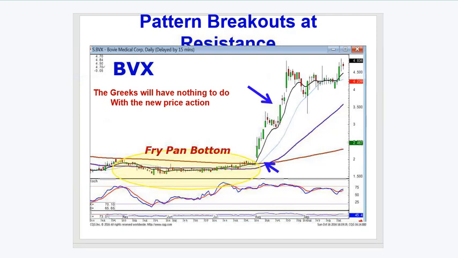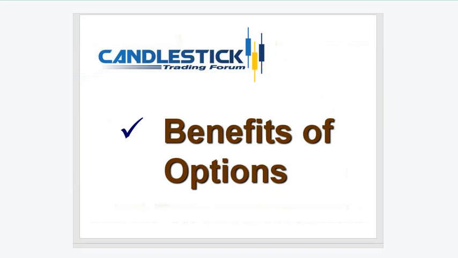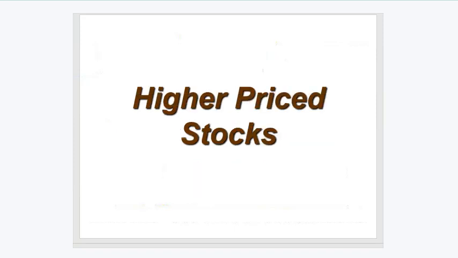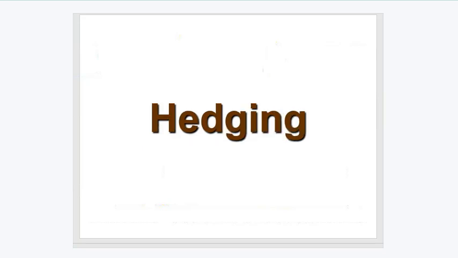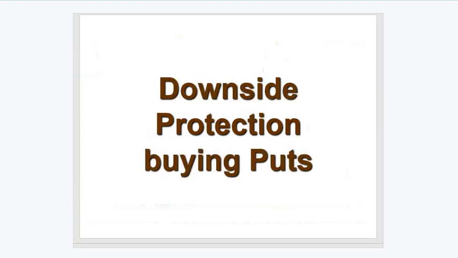So some of the benefits of options, obviously, are that if you're trading higher price stocks, you're much better off trading the options. Also, it allows you to limit your market exposure. We can use it for hedging, which is not necessarily what we want to do when we're using candlestick analysis. We're not trying to hedge, we're trying to take advantage of the directional movement we're seeing in the charts, and it helps us with some downside protection.